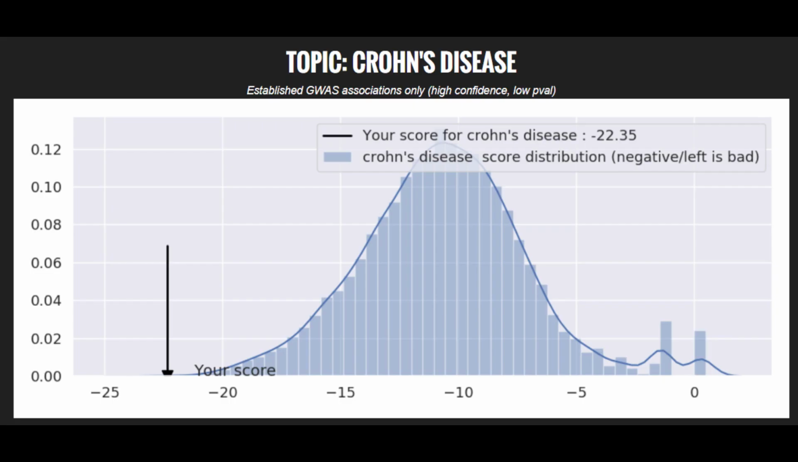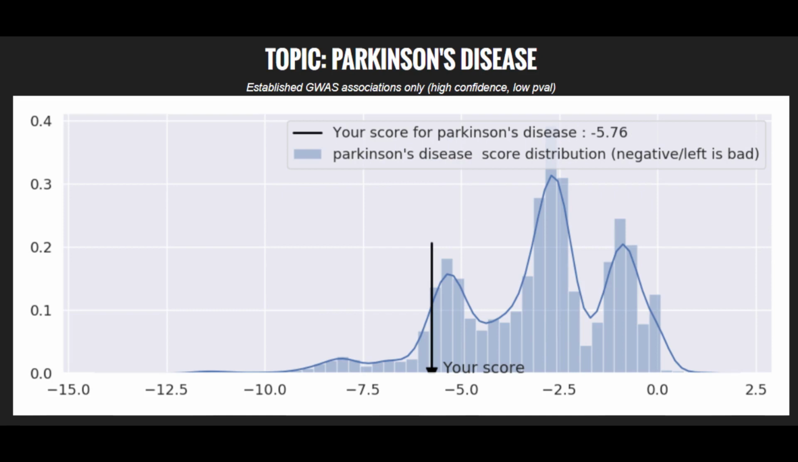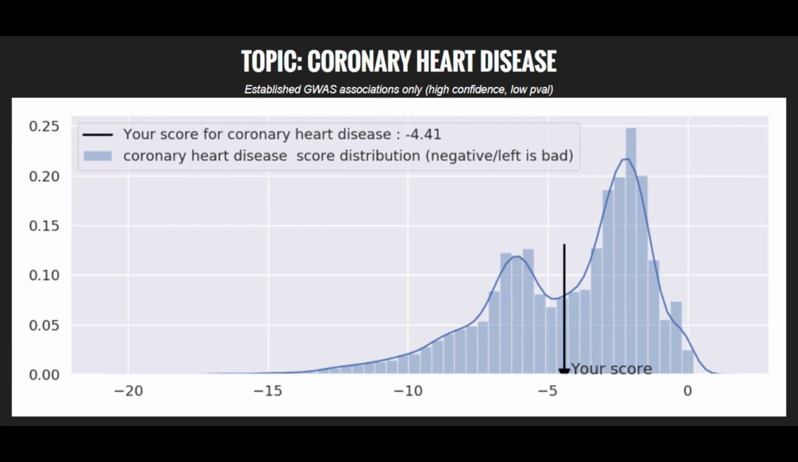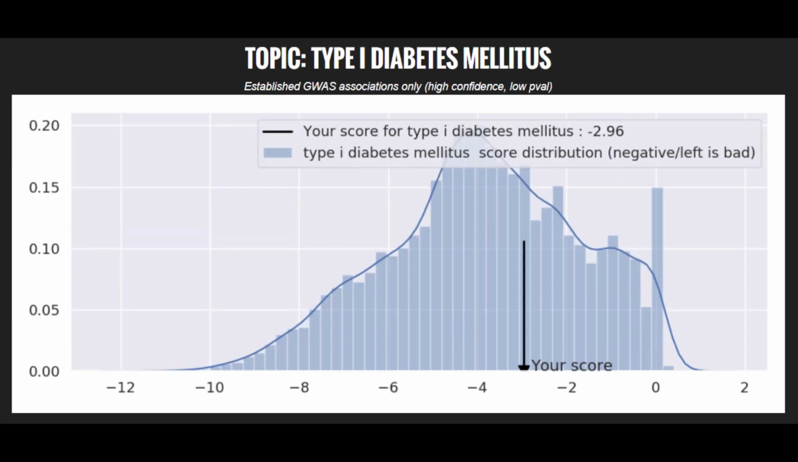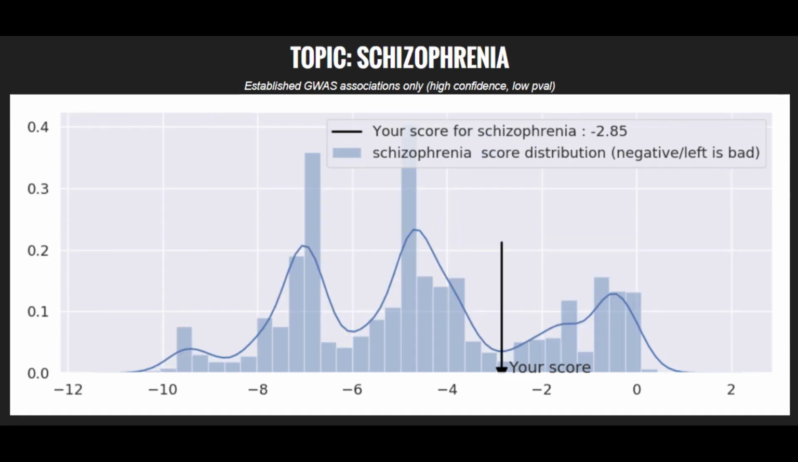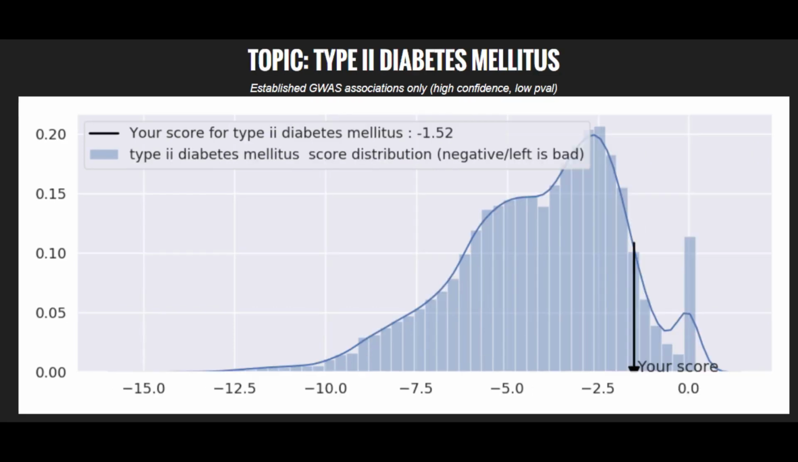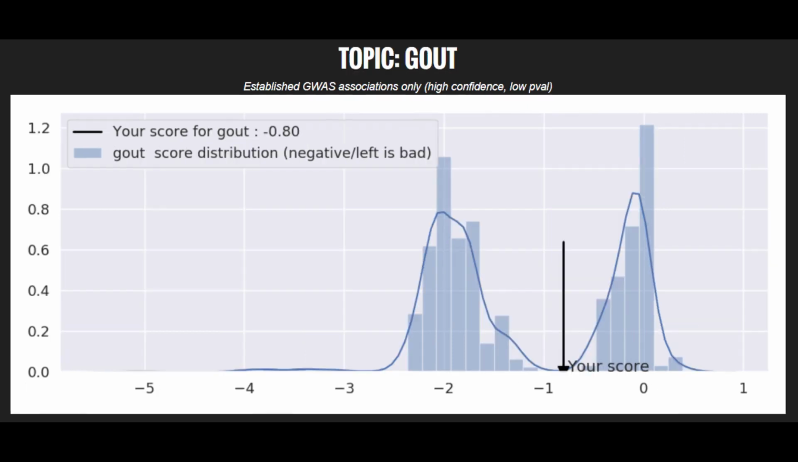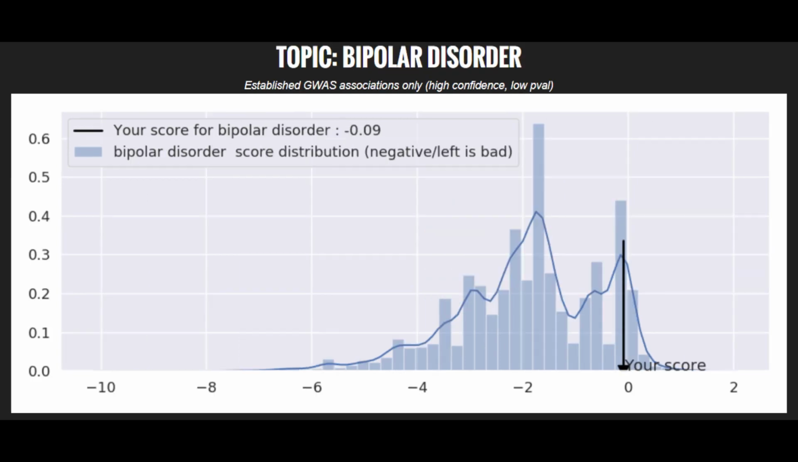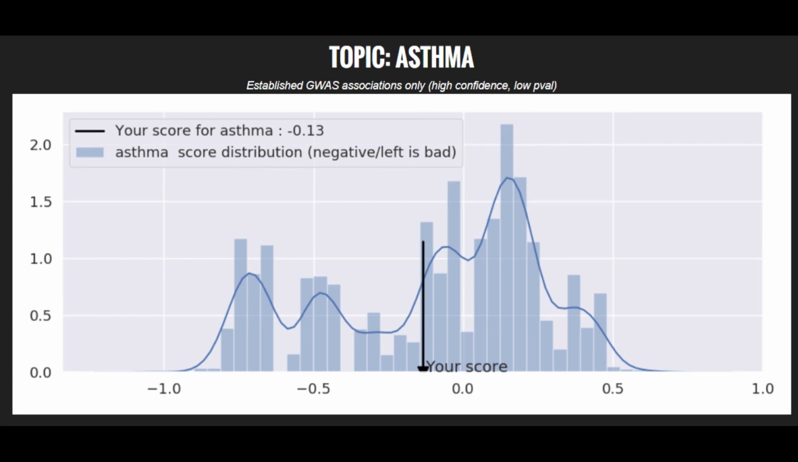When it comes to polygenic traits and illnesses, she has a super high risk score for Crohn's disease, a high risk score for Parkinson's disease, a high risk score for coronary heart disease, an average risk score for type 1 diabetes, an average risk score for schizophrenia, a super high risk score for stroke, an average risk score for type 2 diabetes, an average risk score for gout, a low risk score for bipolar disorder, and an average risk score for asthma.